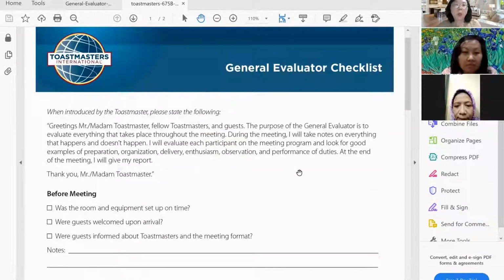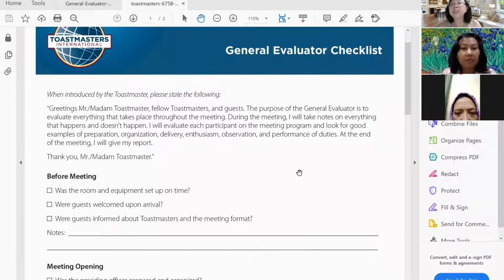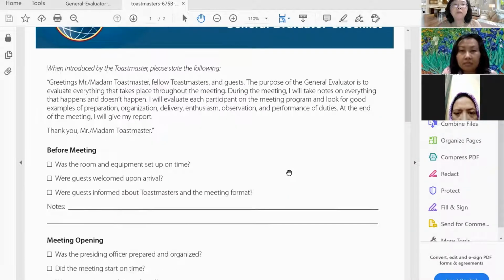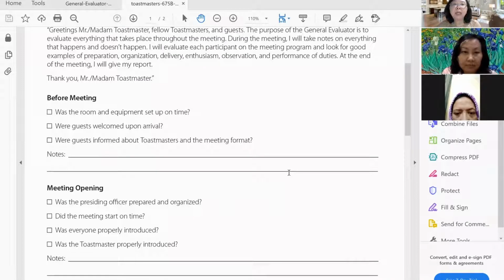We don't evaluate the ballot counter. The ballot counter is in the team of the general evaluator as well. You will see there's a general evaluator checklist, and I can provide the list for you. So before the meeting, we have to see if the room and equipment were set up on time. Were guests welcomed upon arrival? Were guests informed about Toastmasters and the meeting format?